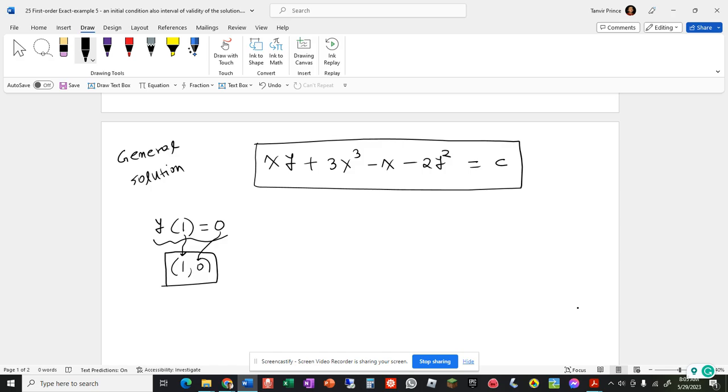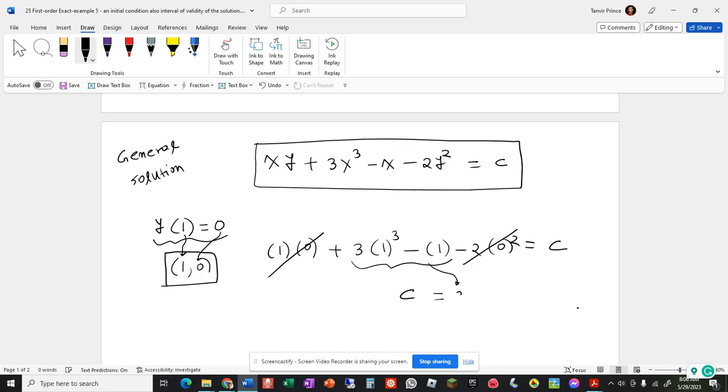But right now, simply substitute x equal to 1 and y equal to 0. And that's supposed to be equal to C. And that gives me the C. This is 0. This is 0. So my C is equal to 3 minus 1, which is 2. So I have to go back and plug this in place of C.